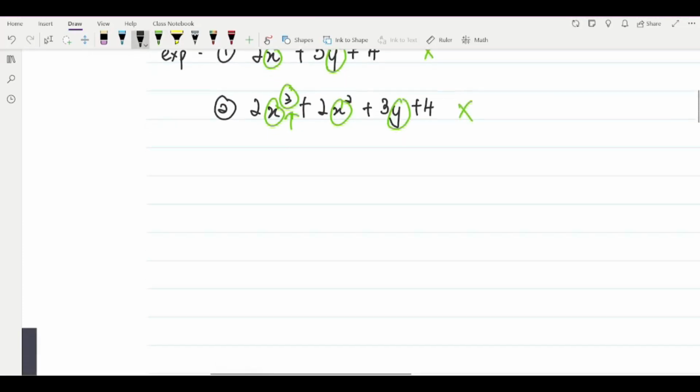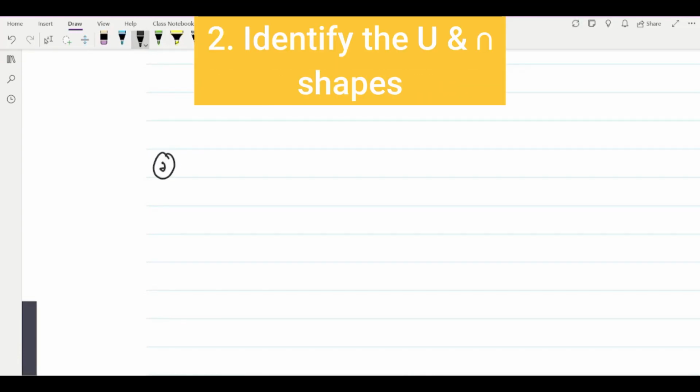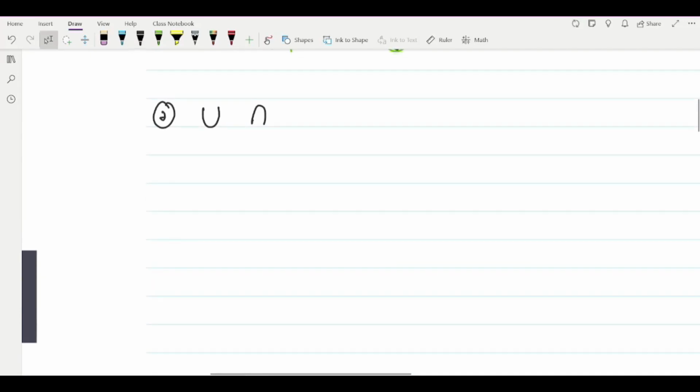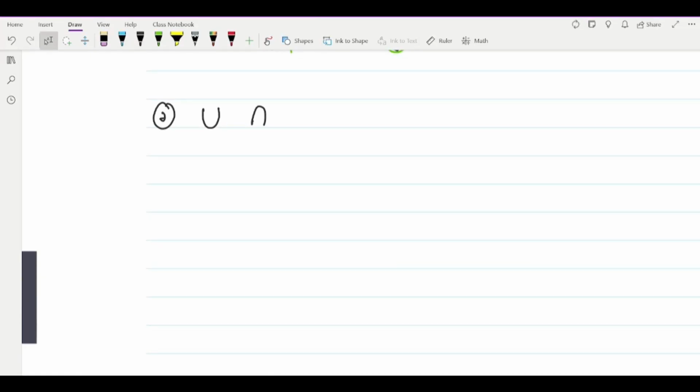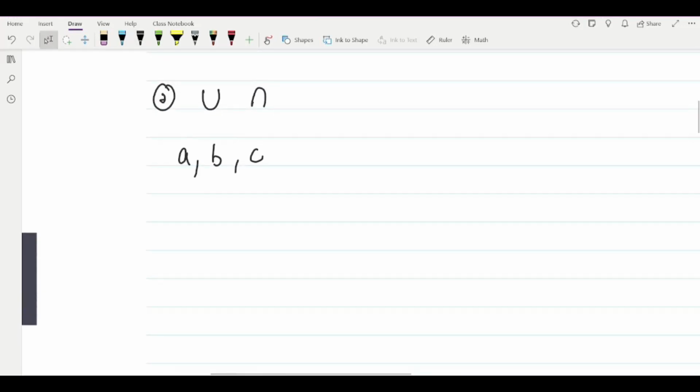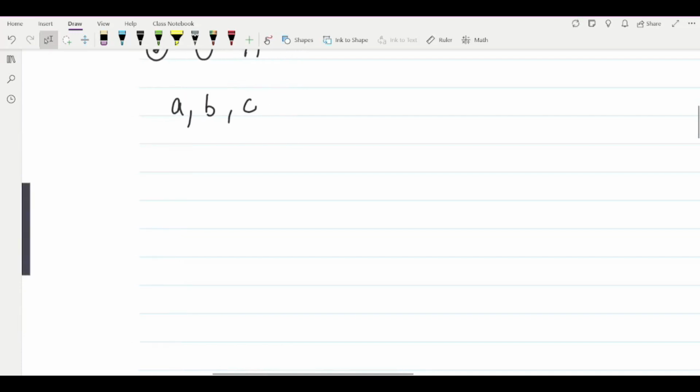And next, we will identify U-shape and N-shape. Before we identify the U-shape and N-shape, we will find the A, B, C value. I give a question first. The question like f(x) equal to x squared plus 5x minus 6.